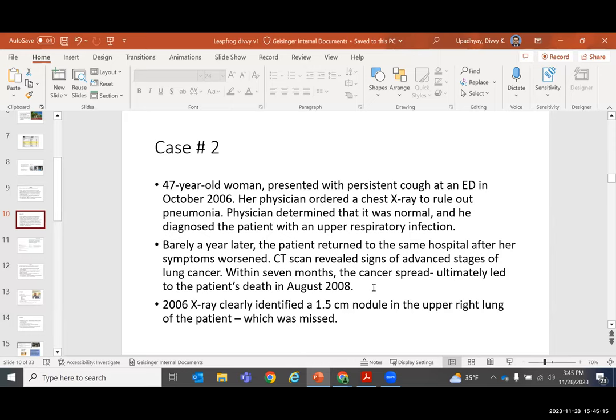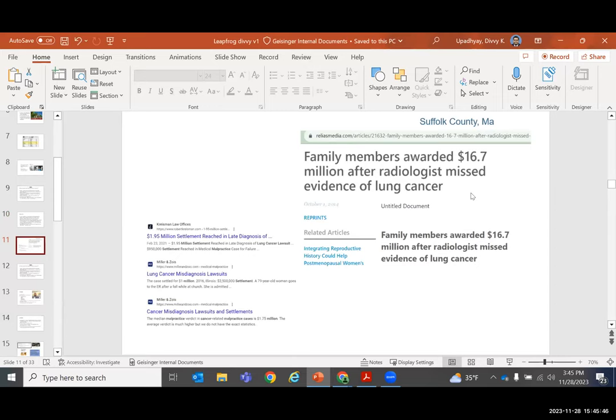Not a very unfamiliar situation for many hospitals, I believe. The investigation found that the initial X-ray had a 1.5 centimeter nodule in the upper right lung of the patient, which could have been identified and, if so, appropriately followed up. Is this a made-up case? No. You have an X-ray which had a nodule that was missed. This case in Suffolk County, Massachusetts, led to a jury, a malpractice suit, and the awarding of $16.7 million to the family members after the radiologist missed the evidence of lung cancer.